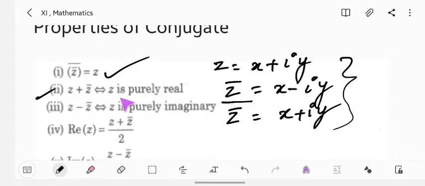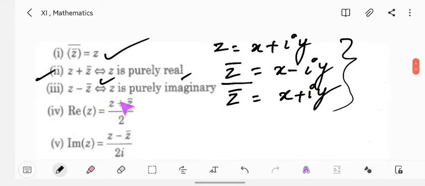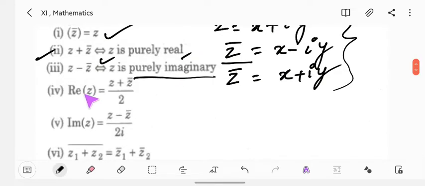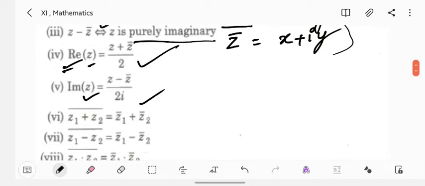Second one is z plus z bar, that is the complex number plus its conjugate, which is purely real, and z minus z bar will give you a purely imaginary number. So Re(z), that is the real part of z, equals z plus z bar by 2, and Im(z), the imaginary part of z, equals z minus z bar by 2i.